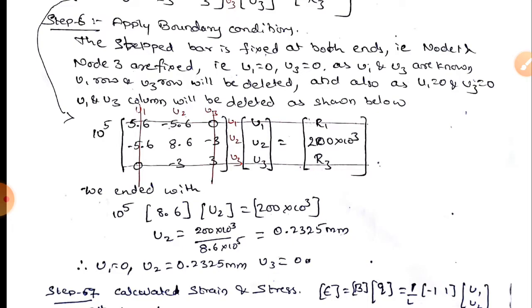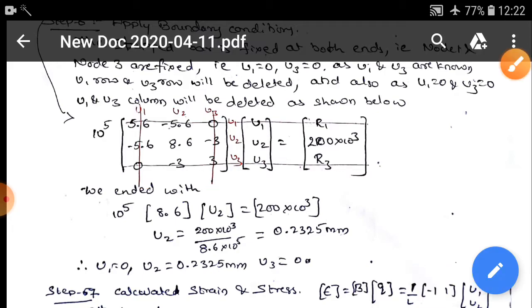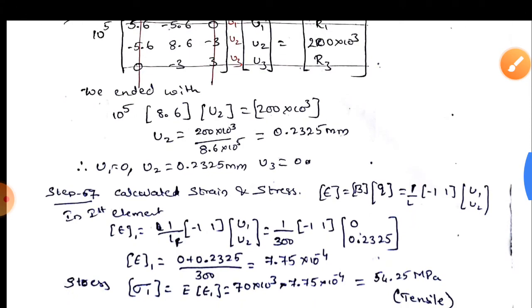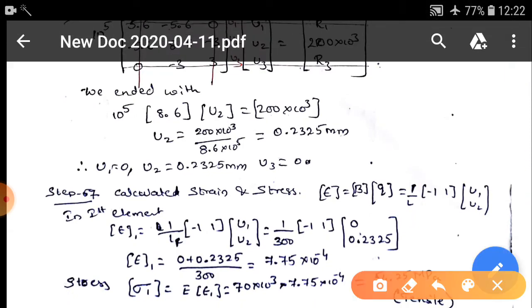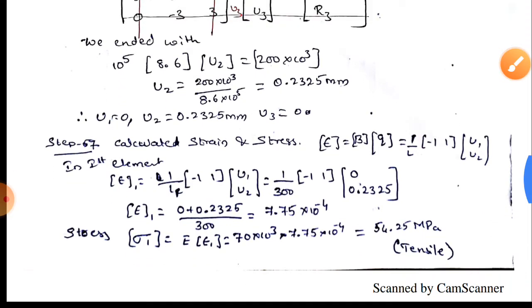Because we know u1 and u3, those corresponding rows are removed. Because u1 is 0 and u3 is 0, the corresponding columns are also deleted. If you remove those rows and columns, you will end up with this matrix: 10 raised to 5 is the common factor, 8.6 u2 is equal to 2. From this you calculate the value of u2, which comes out to be 0.2325.